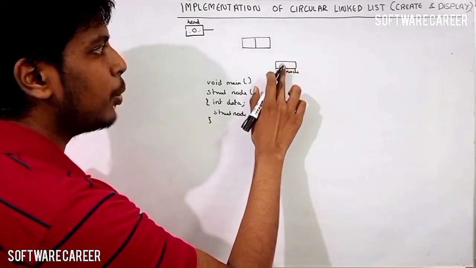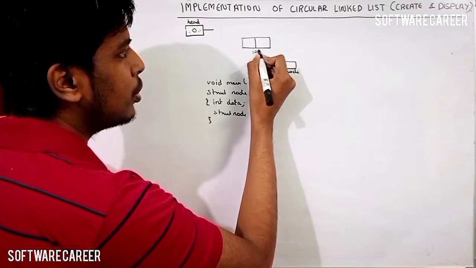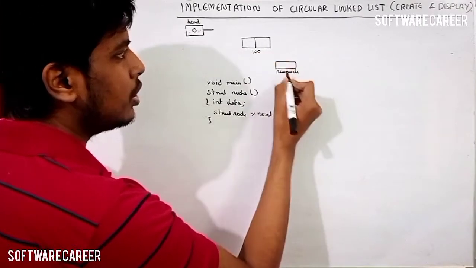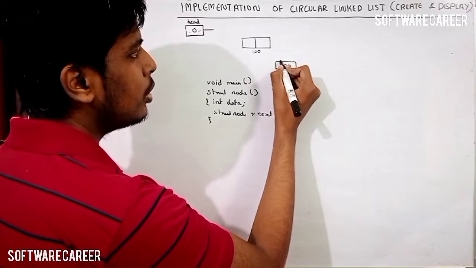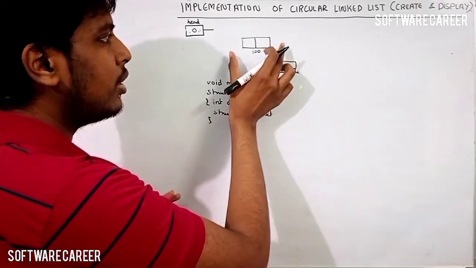And this pointer will point towards this node. So let's say the address of this node is 100, suppose. So this stores the address of this node, 100. Now this pointer points towards this node. Now see, I have created a new node.